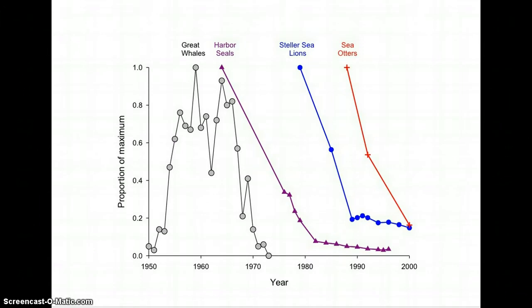Okay, so here's a chart: the great whales, the seals, the sea lions, and the sea otters from about the 1950s, 60s to the year 2000. So like I said earlier, the killer whales, these are kind of their prey. There's great whales, there's the harbor seals, the Steller sea lions, and then the sea otters. The great whale had made great strides, and then their numbers have declined. The seals, the sea lions, and the sea otters, numbers have declined dramatically.